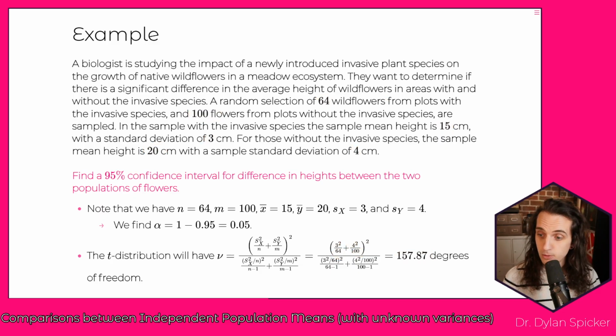I will point out at this point that there's no problem with having a non-integer number of degrees of freedom. Normally, when you're dealing with the t-distribution, you're going to have integer degrees of freedom, so 1, 2, 3, and so forth, but it's totally okay to have non-integer values for that as well. So 157.87, we leave it exactly like that.